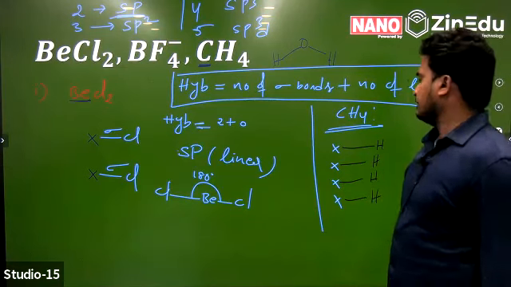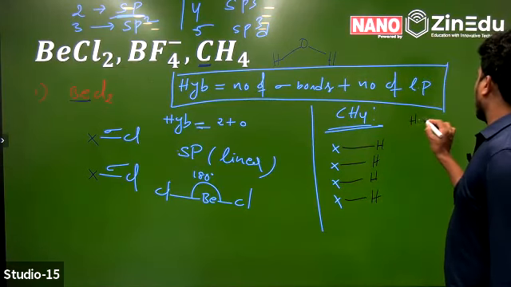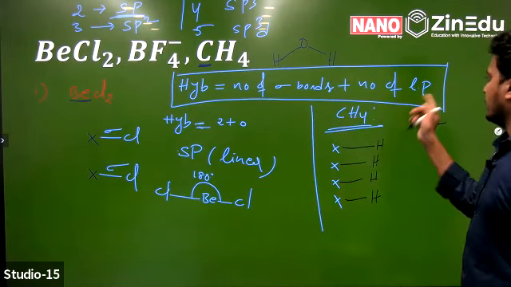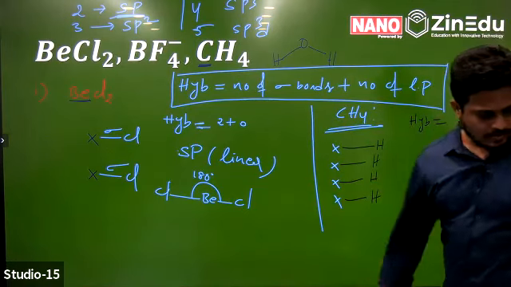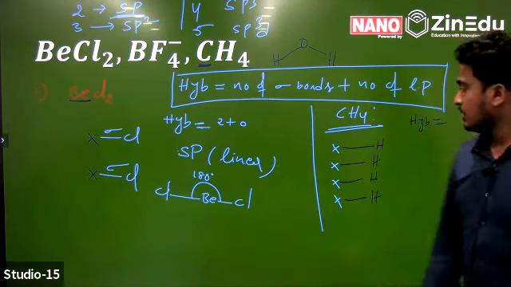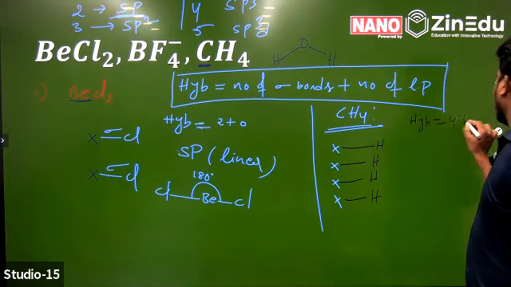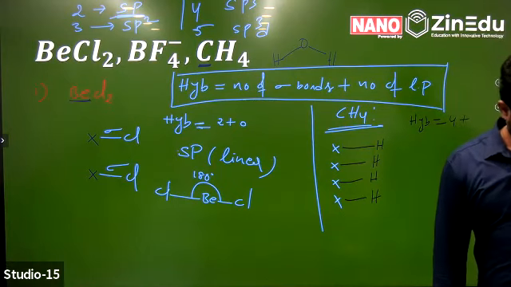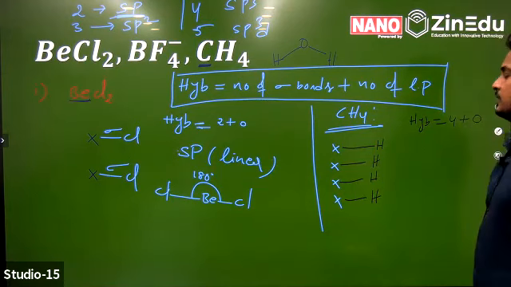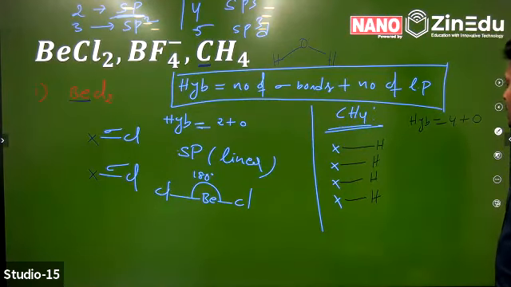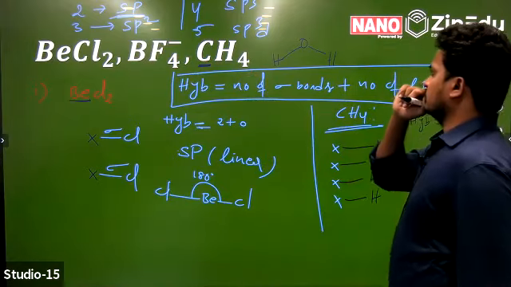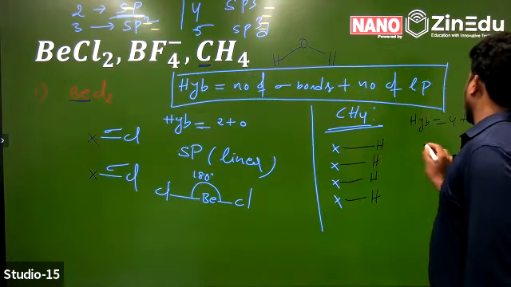The formula for hybridization is equal to number of sigma bonds plus number of lone pairs. Number of sigma bonds is 4. Number of lone pairs is 0. So the total count is 4. Then the hybridization is sp3.